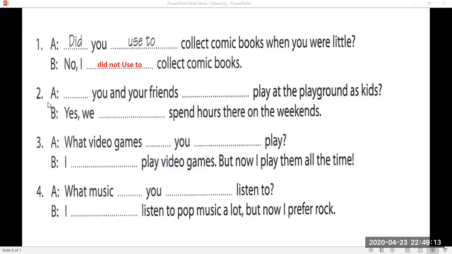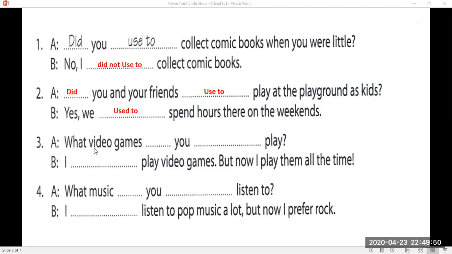The second one, space, you and your friends dash play at the playground as kids. So this is a question. So the answer is going to be, did you and your friends used to play at the playground as kids? Okay, what about the answer? Yes, we used to spend hours there on the weekends.